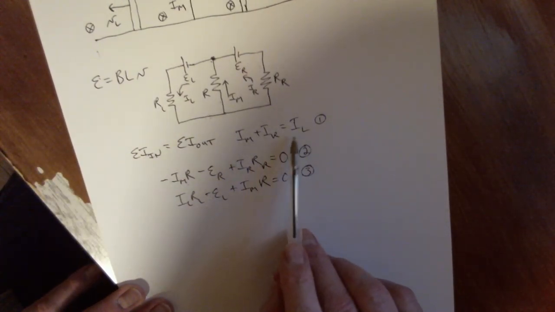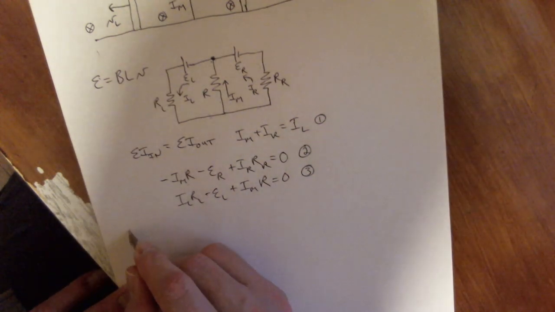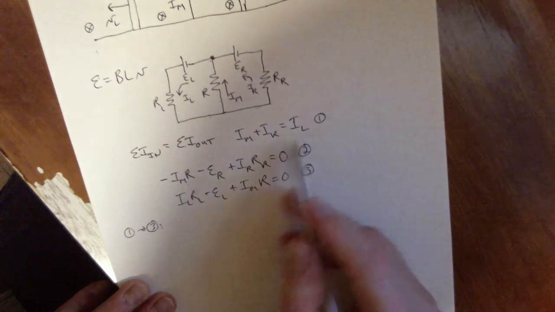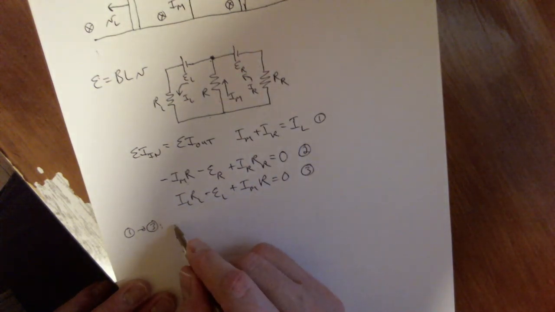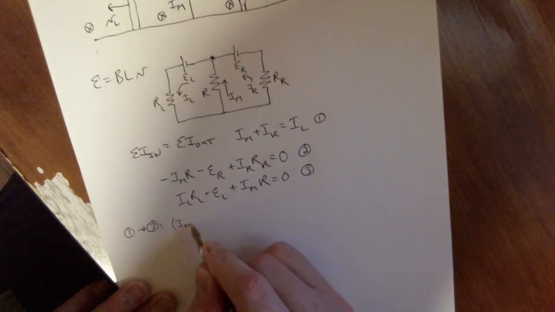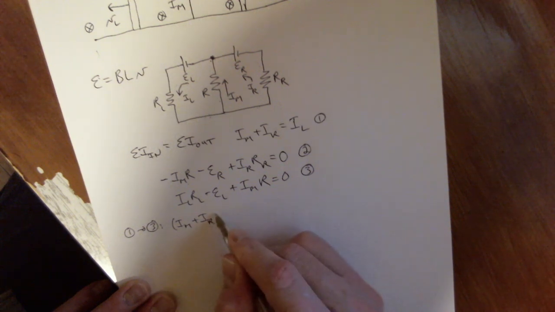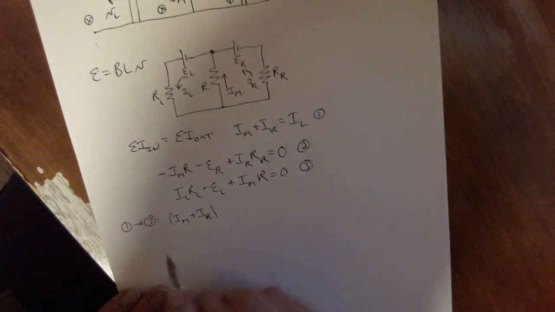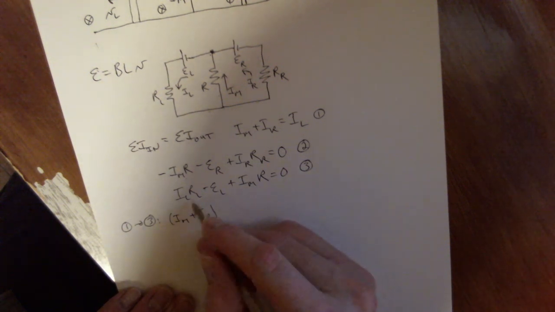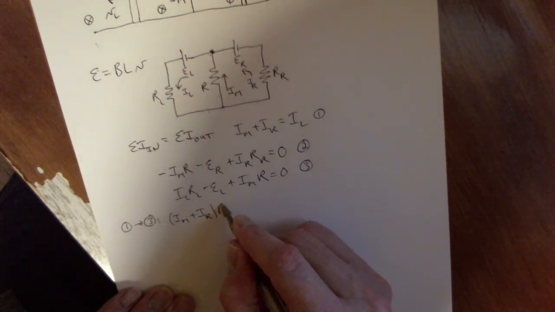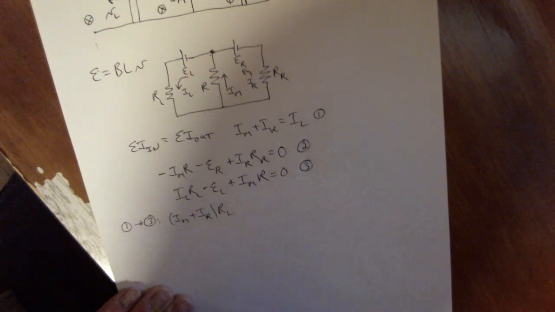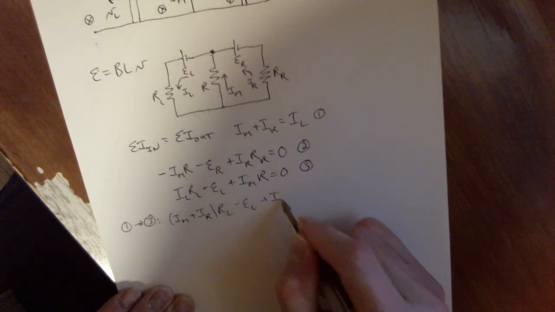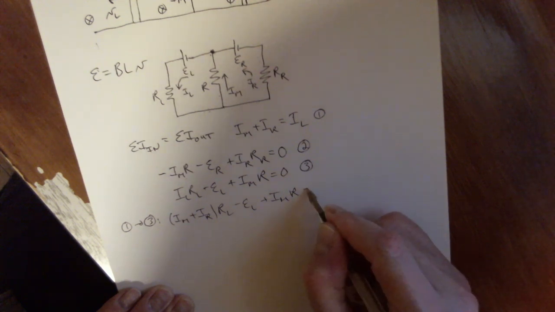So I left goes in here, so 1 into 3, and I left is I middle plus I right, so we get I middle plus I right times R left minus EMF left plus I middle R equals 0. And by the way, this is just algebra, so if you want, you can skip to the end and see how this comes out.